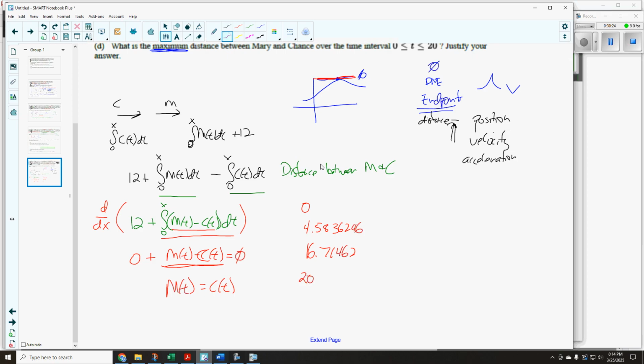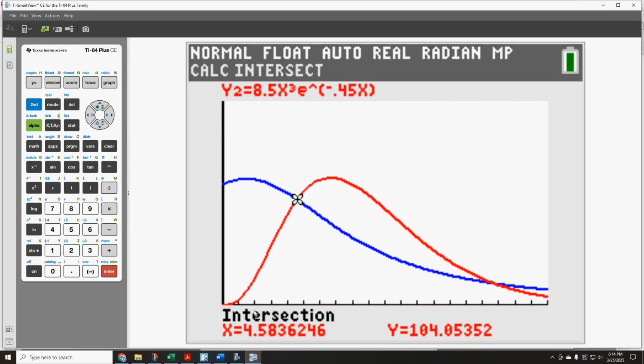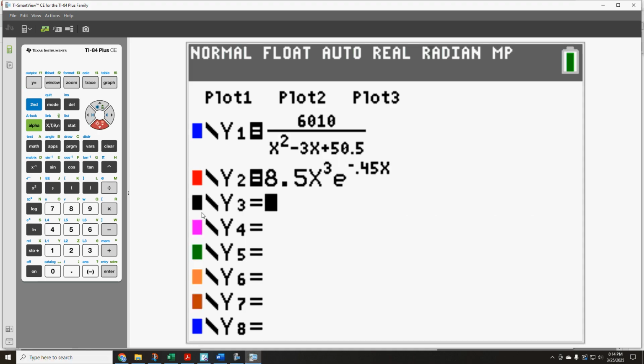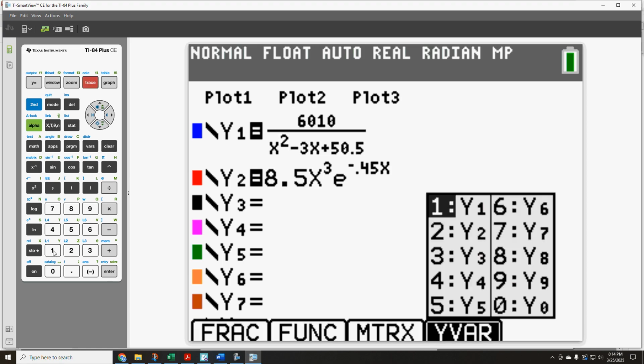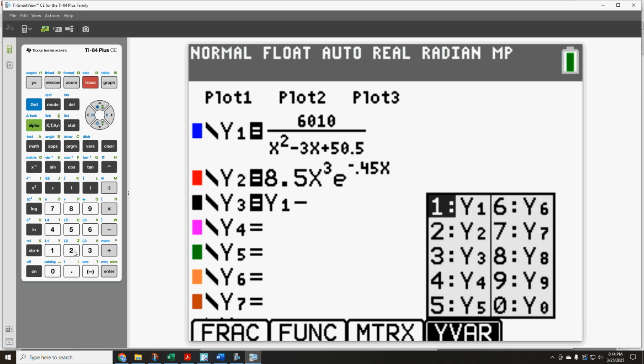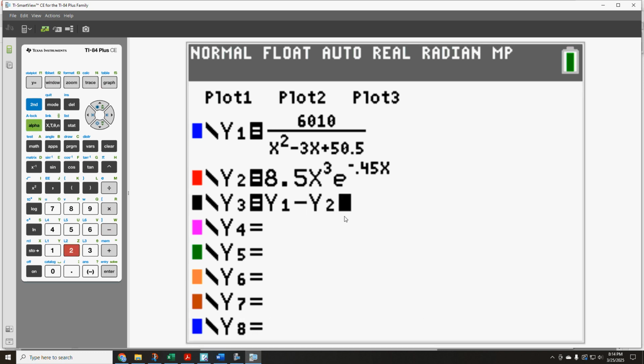So remember now, what we are evaluating is the distance between Mary and Chance. We want to find out when that distance is the greatest. And that distance can only be a maximum or a minimum at the endpoints or at the critical points. So all I need to do is make myself a new function. I'm going to go y equals, and that function, which I'm going to put in y3, is going to be alpha f4 y1 minus alpha f4 y2, m of t minus c of t.